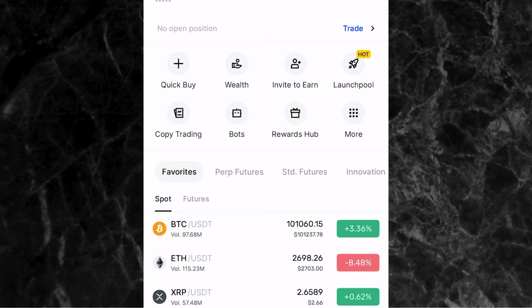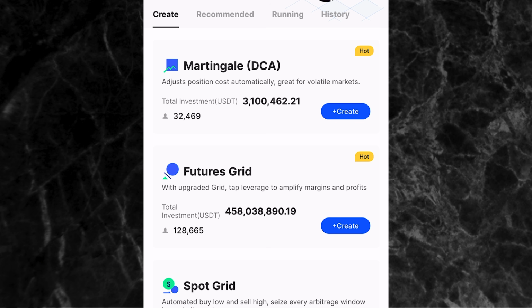So after you've deposited money on the app, the next thing is to go to the crypto trading bot page on the BingX app. And to do that, you come right here to the home page where I am on the screen right now. So this is the home page, and then you click on bot where the arrow is pointing to right there. So once you click on it, it will take you straight to the crypto trading bot page on BingX.